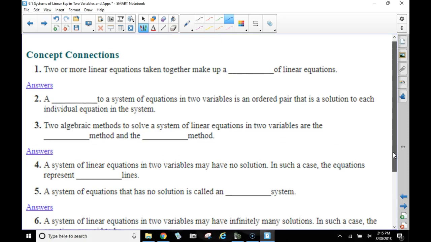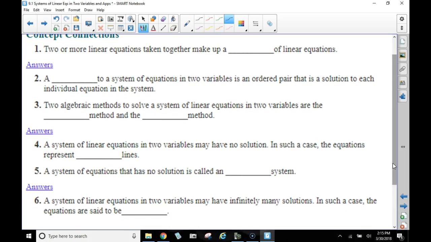Okay, concepts, here we go. Two or more linear equations taken together make up a system of linear equations. A blank to a system of equations in two variables is an ordered pair that is a solution to each individual equation of a system. The solution to a system of equations is the XY ordered pair that checks in both of them, okay?